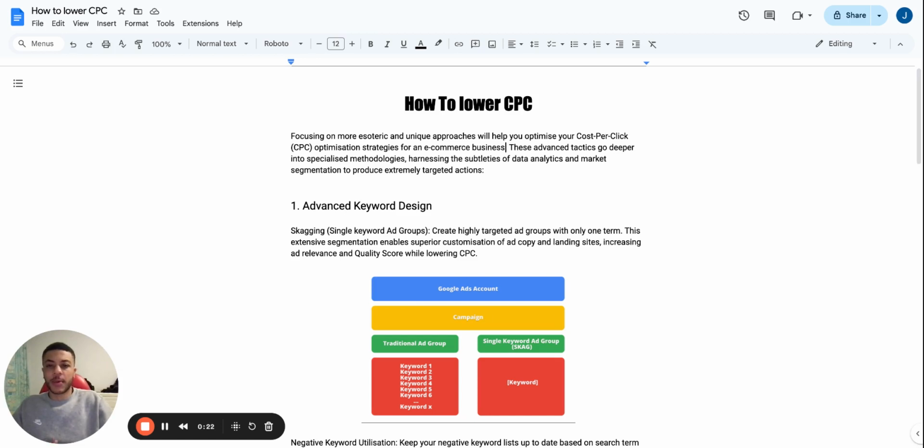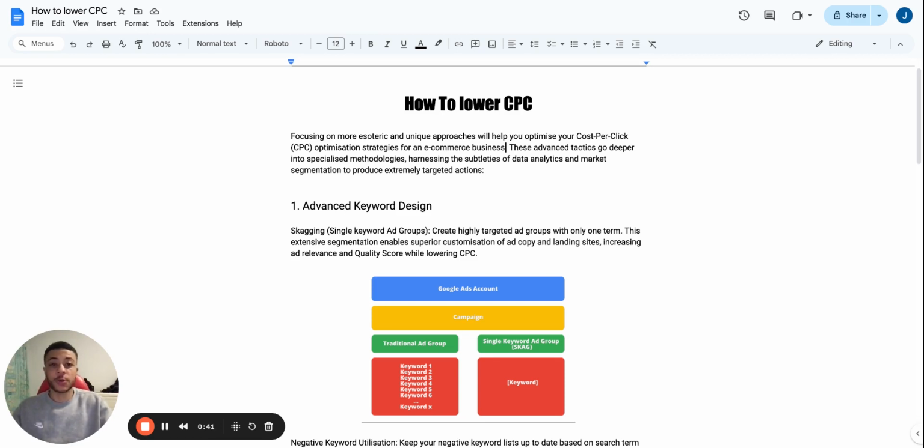Focusing on more esoteric and unique approaches will help you optimize your cost per click optimization strategies for your e-commerce businesses. This just works for basically all Google ad campaigns, but I will touch on e-commerce businesses specifically because I run an agency for them. So that is what I know the most in terms of my Google ads.